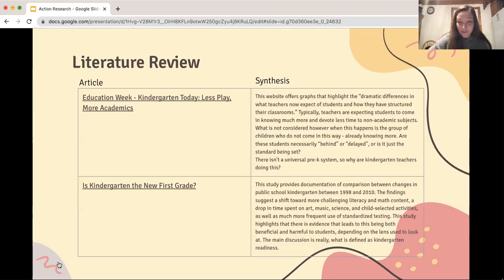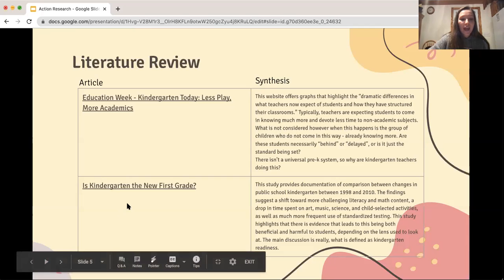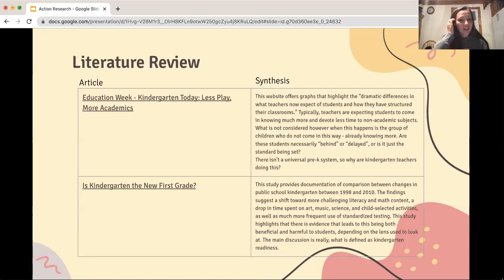Interesting read. I encourage you to read it. Here we have "Is Kindergarten the New First Grade?" I also loved this one. I encourage you to check it out. This study provides documentation of a comparison between changes in the public school kindergarten classroom between 1998 and 2010, so about a 12-year difference.